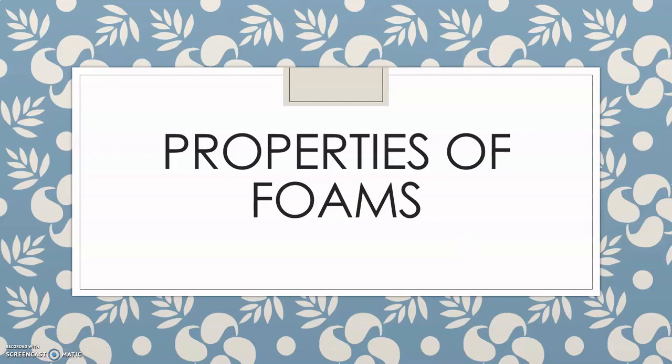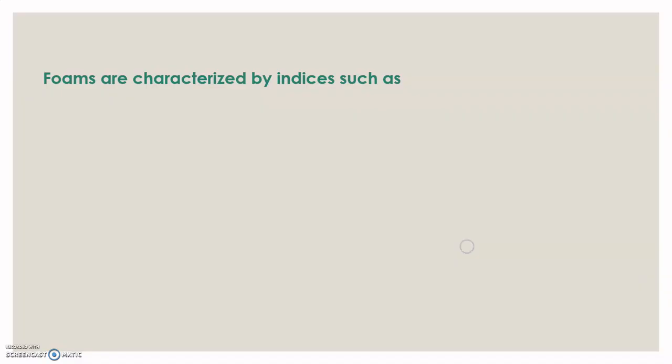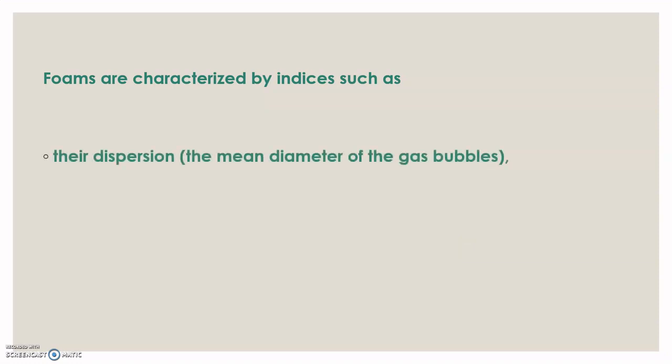Now let's see the properties of foams. Foams are characterized by some features or indices like their dispersion. Dispersion means the mean diameter of the gas bubbles. As you know, different bubbles will have different diameters. Some will be small, some will be large. So we are taking the mean diameter of the gas bubbles, and that is called dispersion.